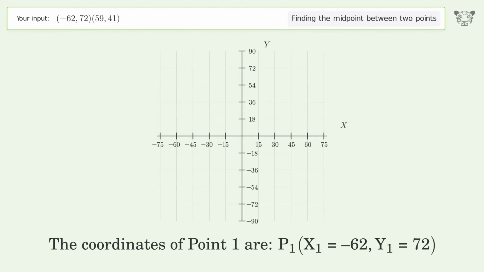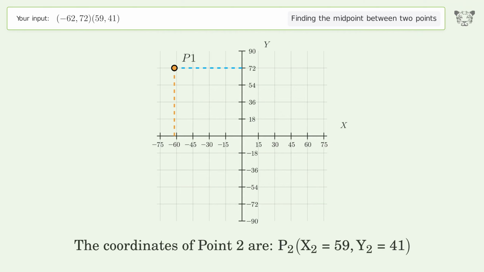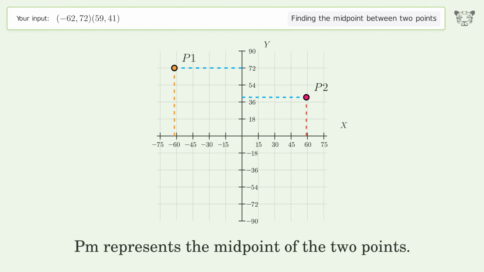The coordinates of point 1 are x1 equals negative 62, y1 equals 72. The coordinates of point 2 are x2 equals 59, y2 equals 41. PM represents the midpoint of the 2 points.